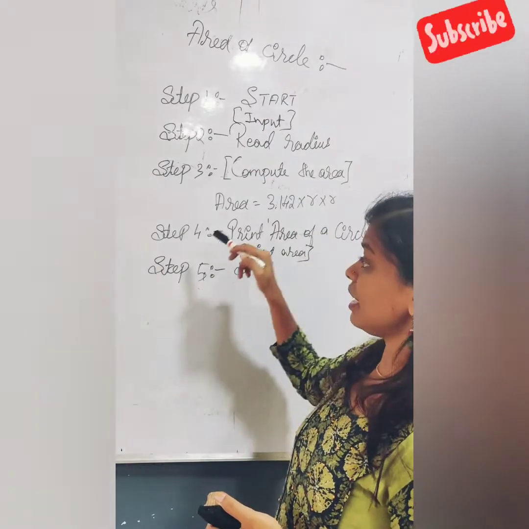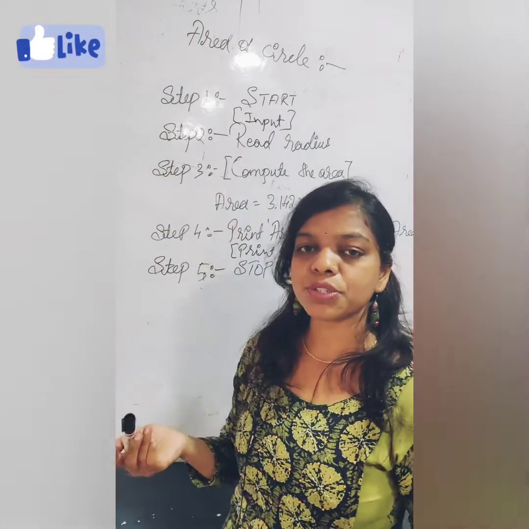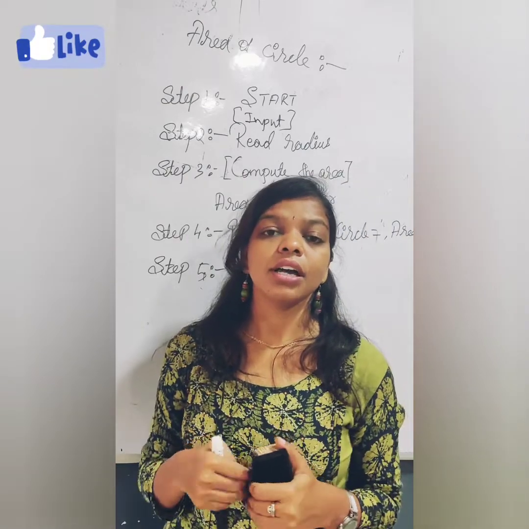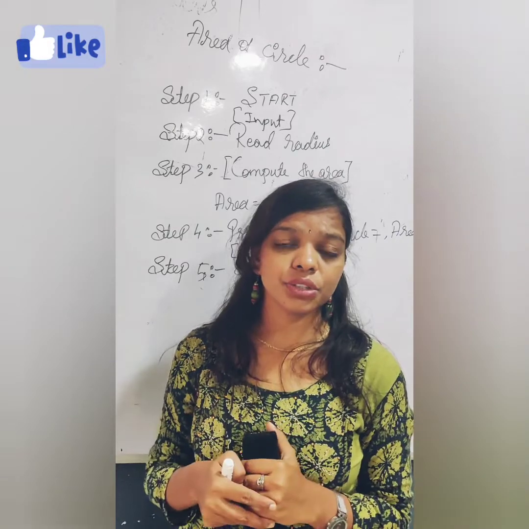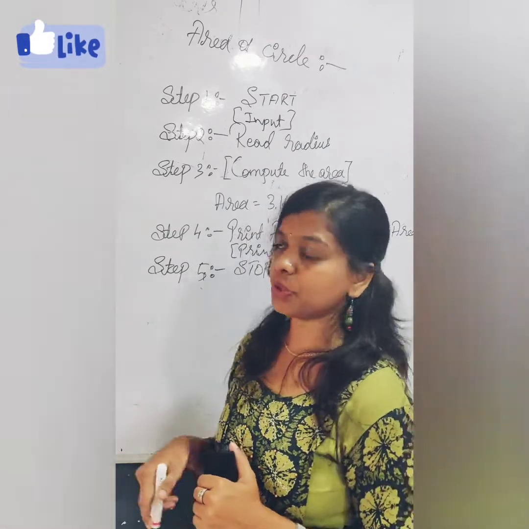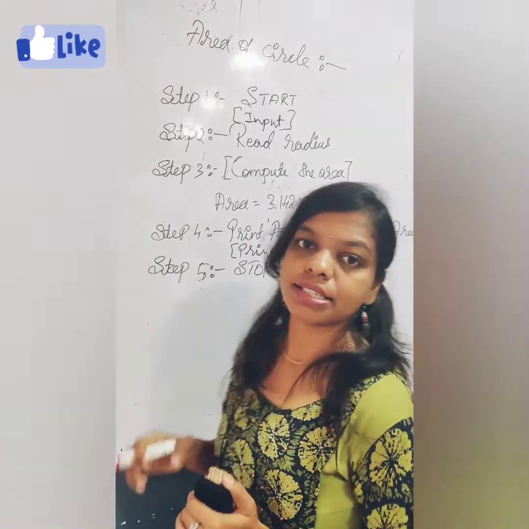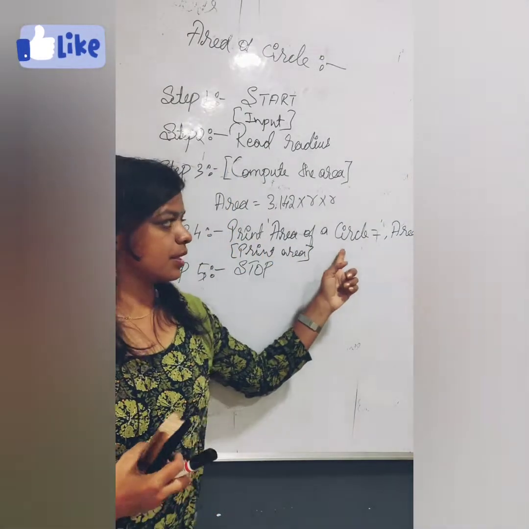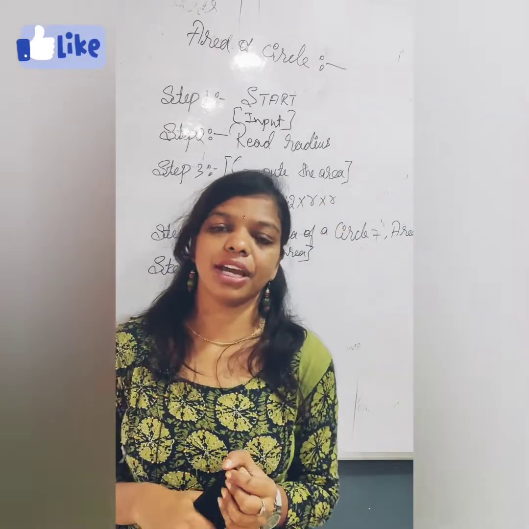r. Next, after writing the value, what is the next procedure? After giving the input, it is going to process, and then what is it going to give us? It is going to give us the output. Print area of circle is equal to area. That means here we are going to print the value.